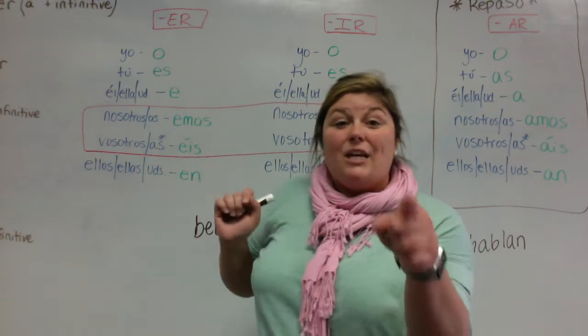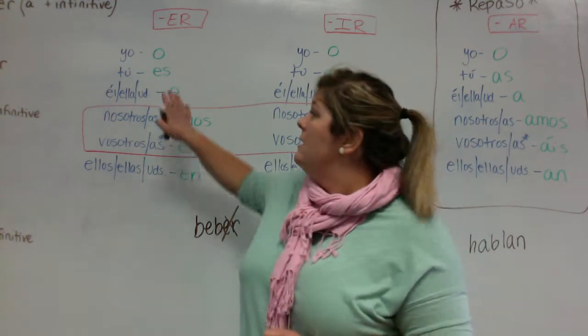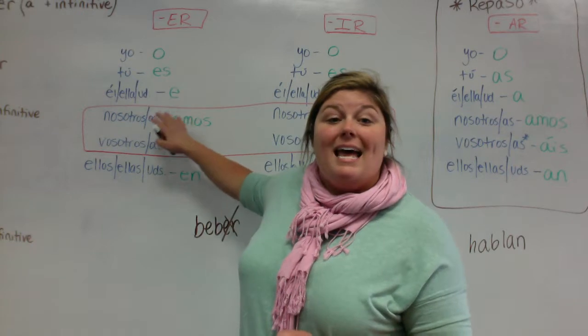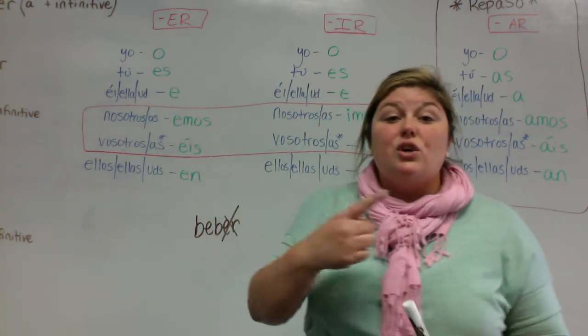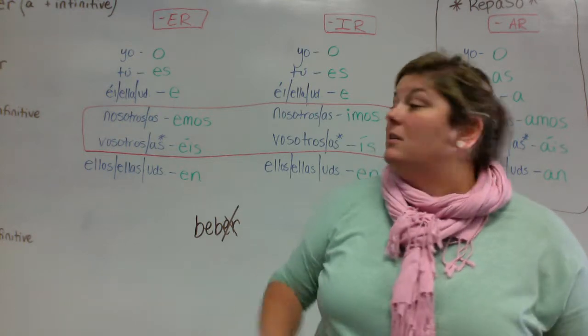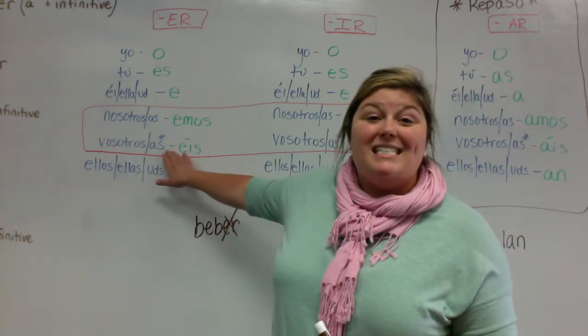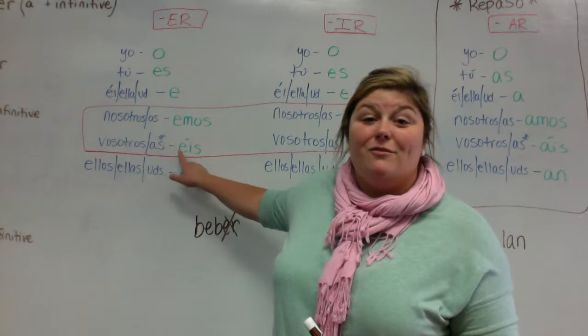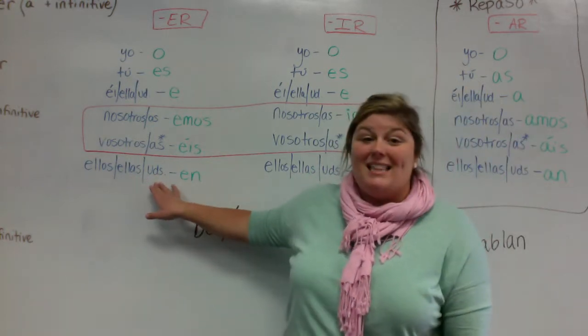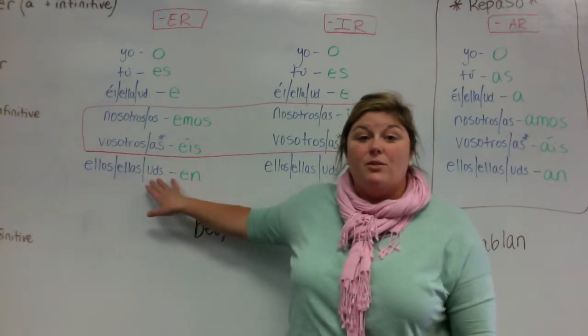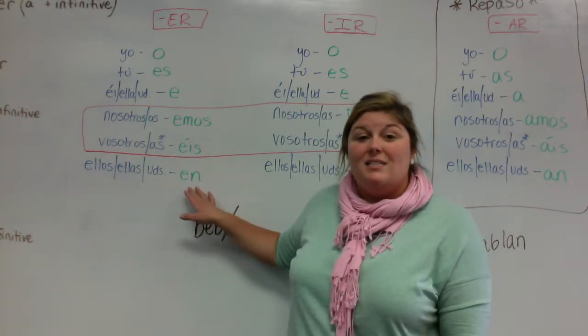If I want to say you, tú, drink, I say bebes. Él, ella, usted, bebe. Nosotros bebemos. Vosotros en España bebéis. Don't forget that accent on the E. And ellos, ellas, ustedes. If they or you all are doing the drinking, we're going to put an EN, so it's going to be beben.